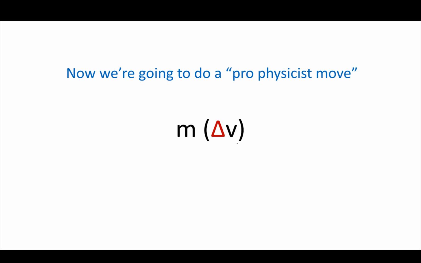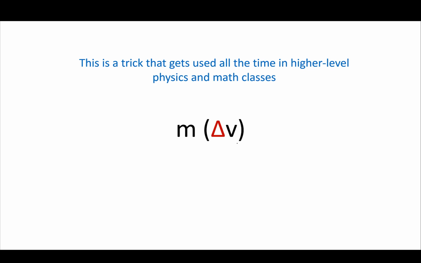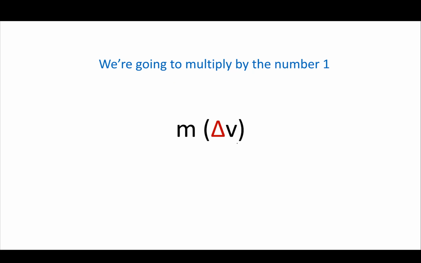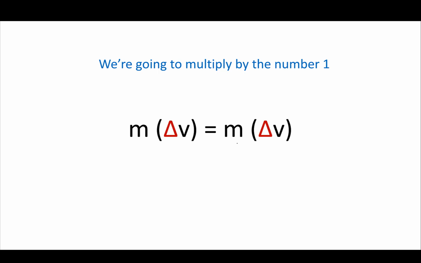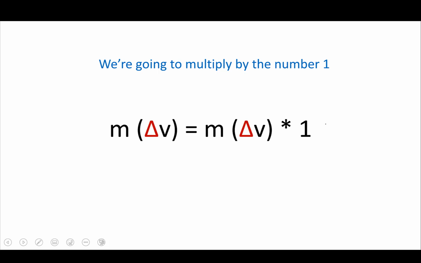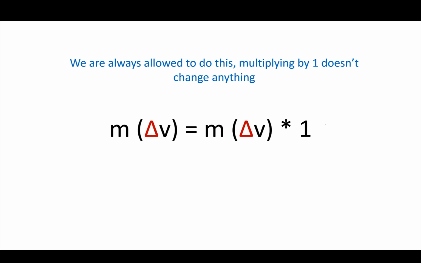Now we're going to do a pro physicist move right here. This is a trick that gets used all the time in higher level physics and math classes. It might seem pointless for a while, but bear with me. We're going to multiply by the number 1. So, we have this formula, the change of momentum. That's, of course, equal to itself. And we're going to multiply by literally the number 1. Now that doesn't change anything. These two equations are still equal, because multiplying by 1 doesn't change the value of your quantity. So we're always allowed to do this because multiplying by 1 doesn't change anything.